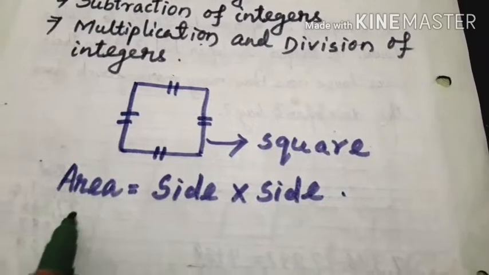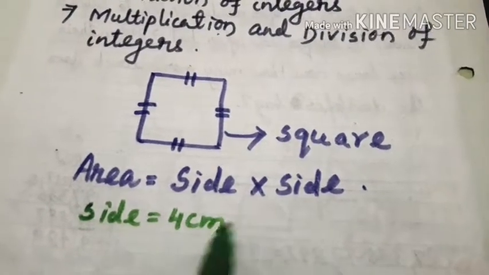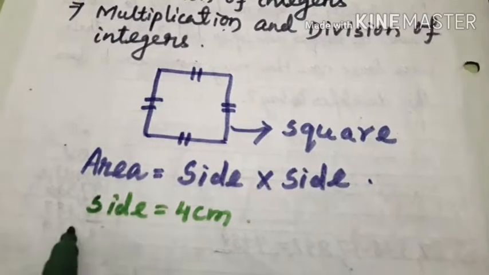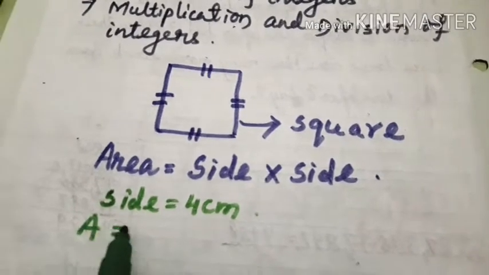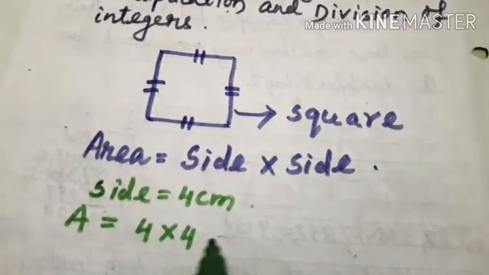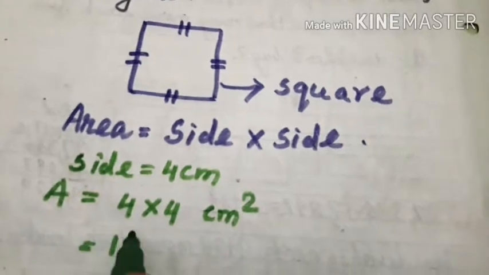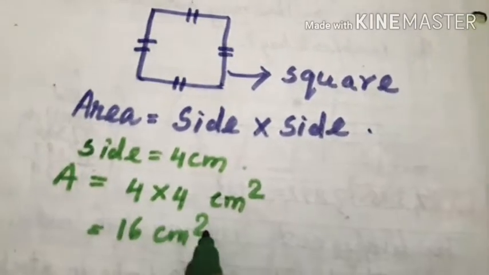Suppose one side is equal to 4 centimeter. One side is given as 4 centimeter. What is its area? Area is equal to 4 into 4 centimeter square, which is equal to 16 centimeter square.